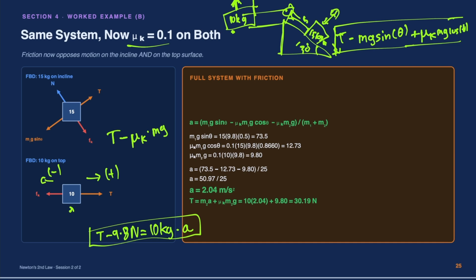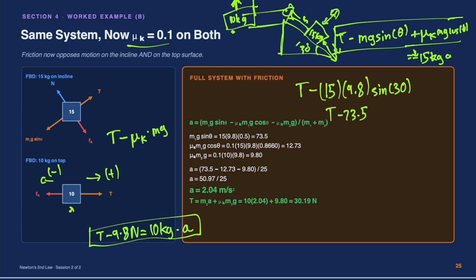And all of that is equal to negative 15 kg a. And it's going to be negative because acceleration is going to be downward, right? And since I defined mg sine theta, which is downward, as negative, this should also be negative. So tension minus, what is mg sine theta? 15 times 9.8 times sine of 30, right? Which is going to be 73.5.